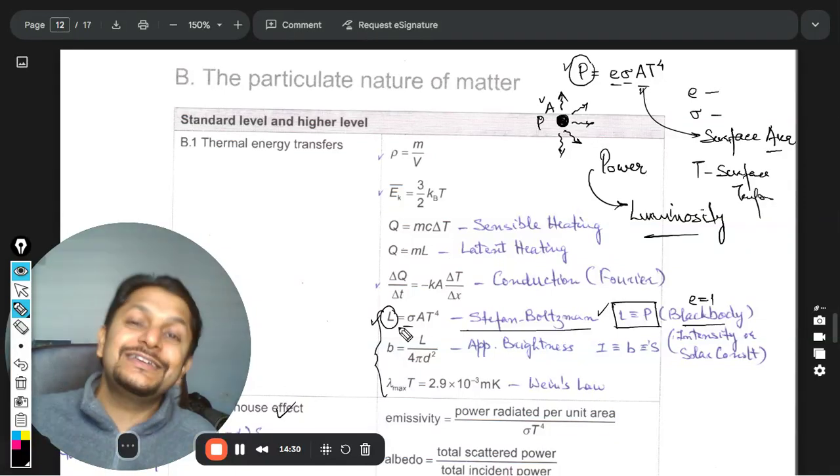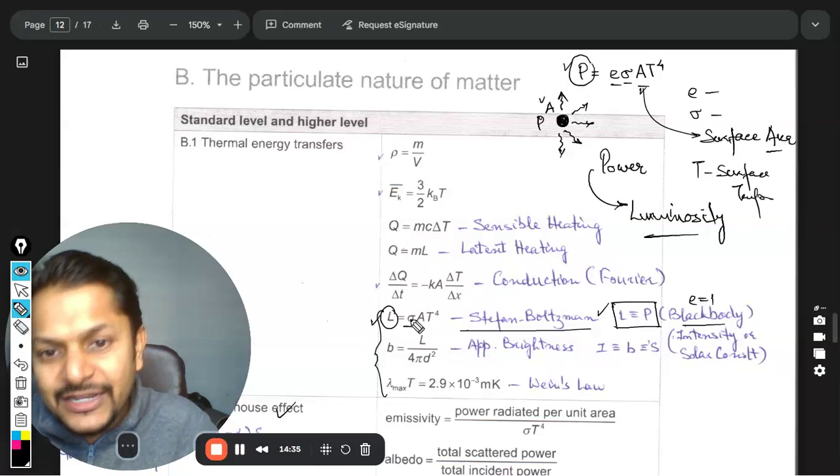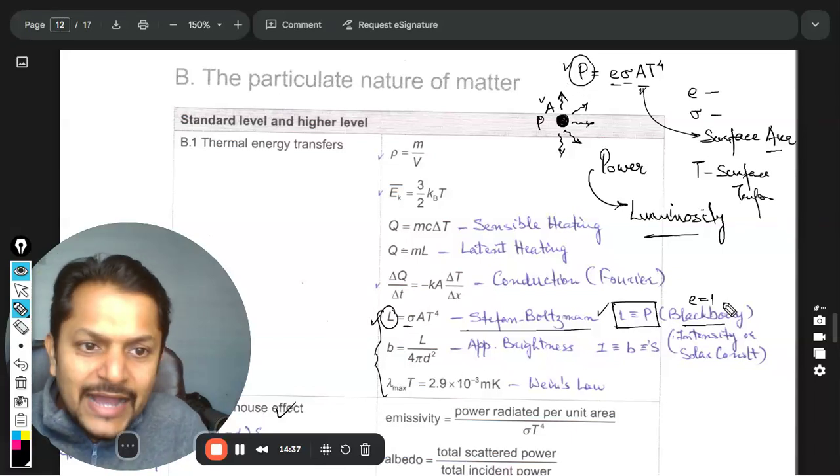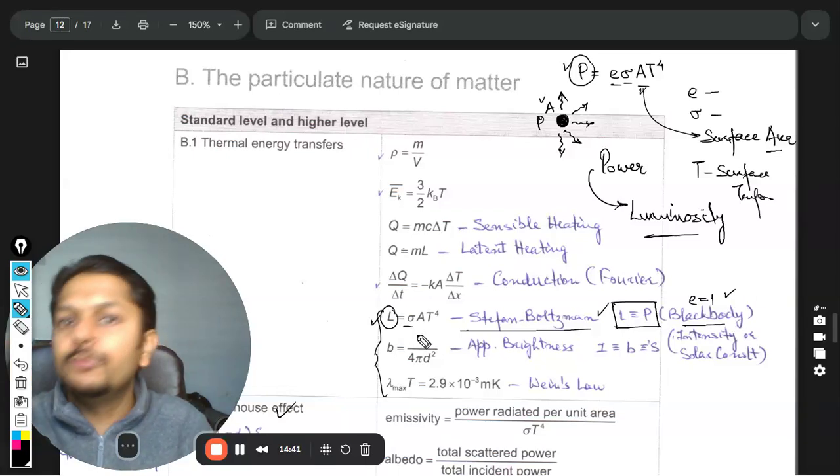Please be concerned here. It's a very important concept. How are you converting this into this? So this is the black body and emissivity is 1. So this becomes your formula for the luminosity.